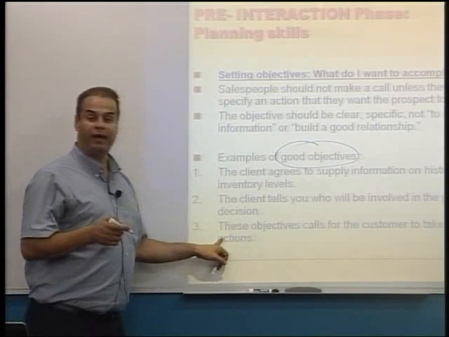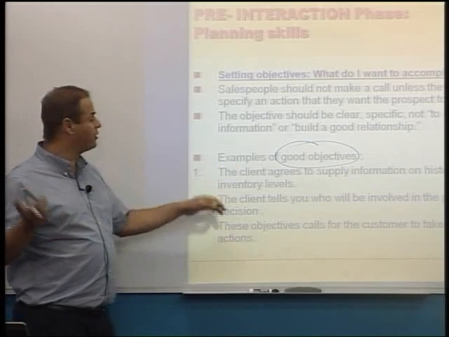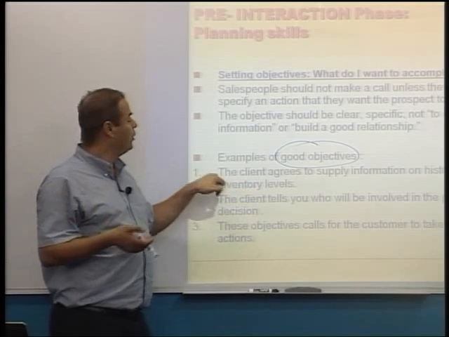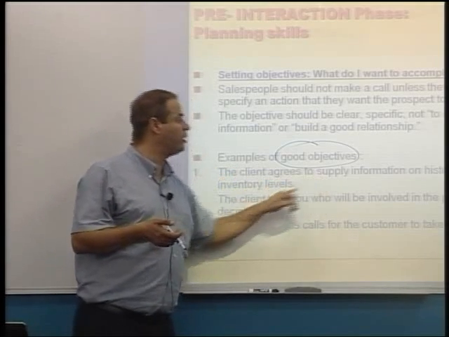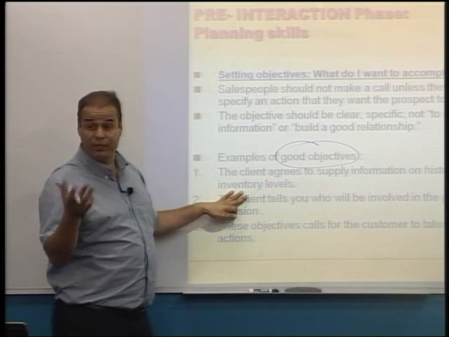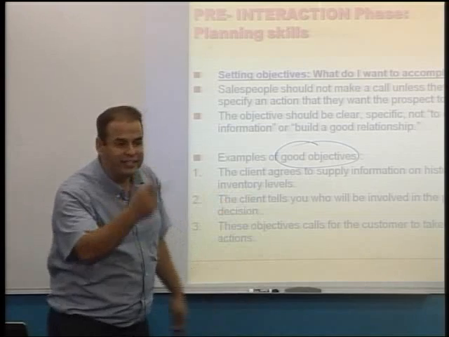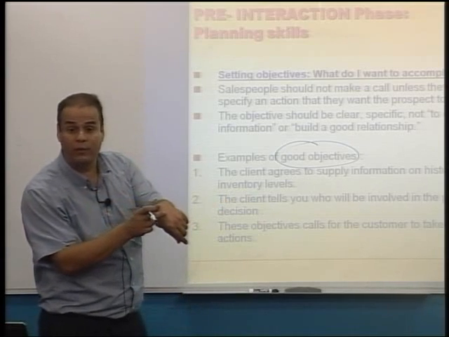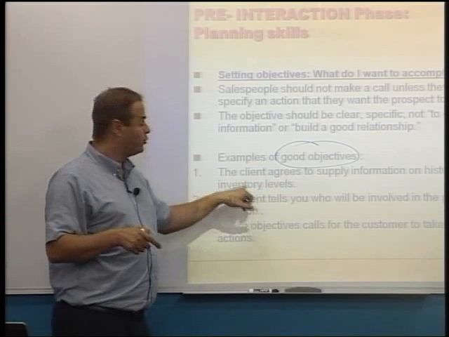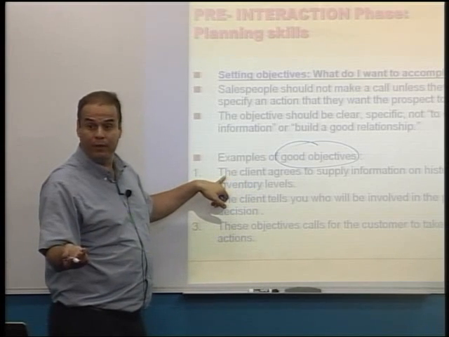Therefore, we are giving here three examples of good objectives. For example, a salesperson might say the client agrees to supply information on historical inventory levels. This is a goal, this is an objective. But why? Because later on, after 1 hour or 2 hours, we will start talking about collecting information. So if the customer doesn't agree, how are we going to go to the second step or second skill?